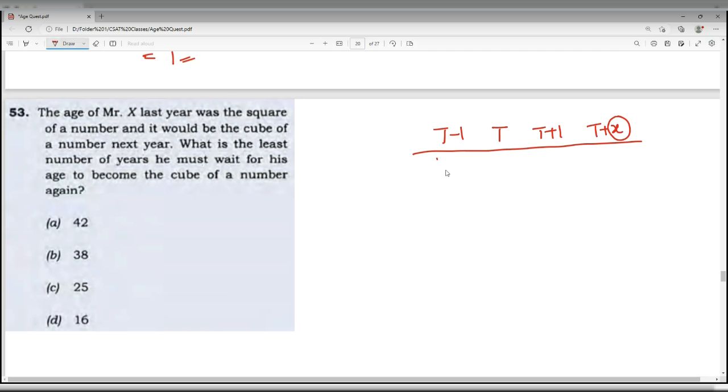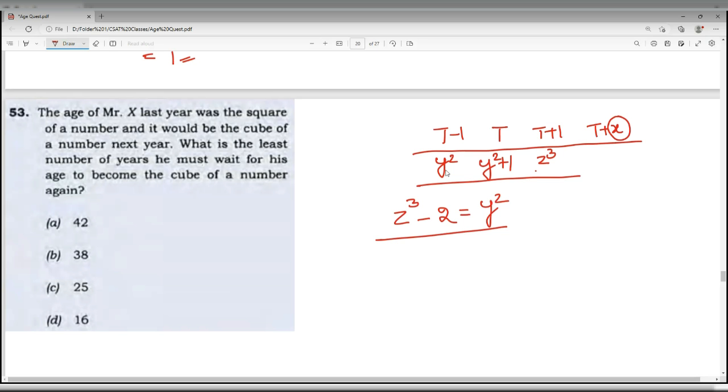So let that be y square. And today's age would be y square plus 1. And what they're saying is, next year it will become a cube. So this will become a cube. So let this be z cube. What is the relation between z cube and y square? This is 2 years ago. So z cube minus 2 is equal to y square.